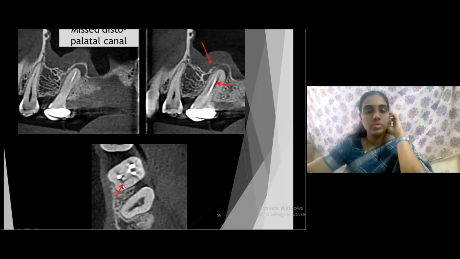And this is a palatal canal which was missed. This is a case of a palatal canal which caused a dome effect, or raising of the floor of the maxillary sinus upwards, which is also causing a periapical abscess, and there is also some mucosal thickening of the maxillary sinus. I think the arrows are very clear here, and when I see the axial sections, there is a missed palatal canal which is causing the lesion.